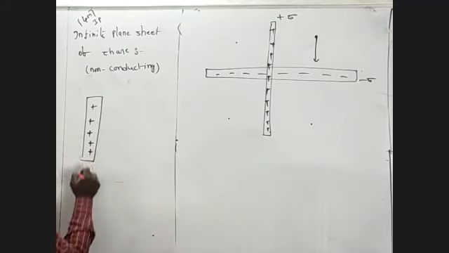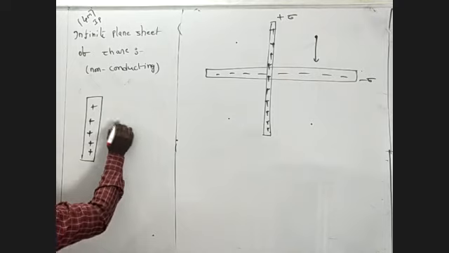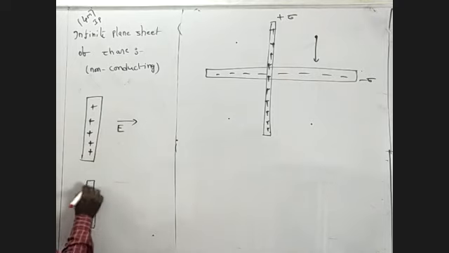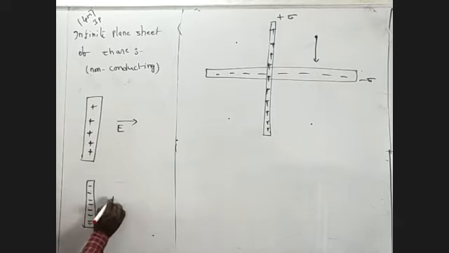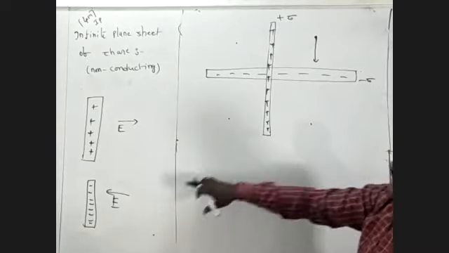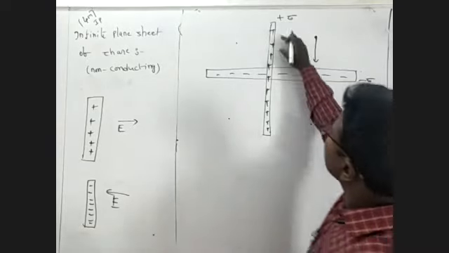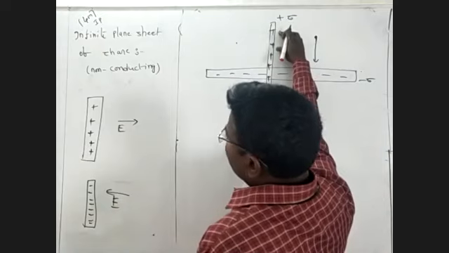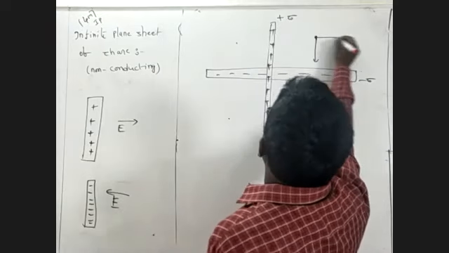This is a plate having positive charge. Direction of electric field is outward. This is a plate having negative charge. Direction of electric field is inward. This plate is negative, direction of electric field is inward. This is the first plate, direction of electric field is outward.